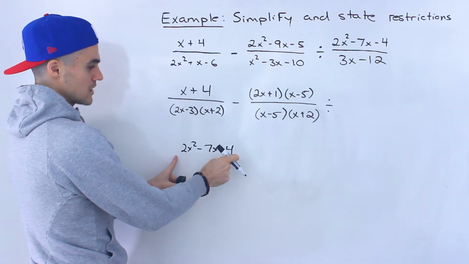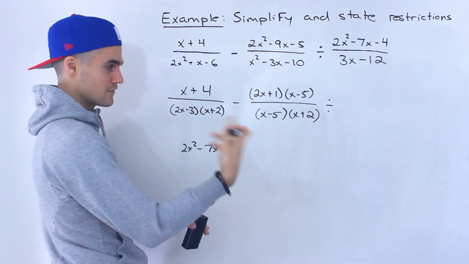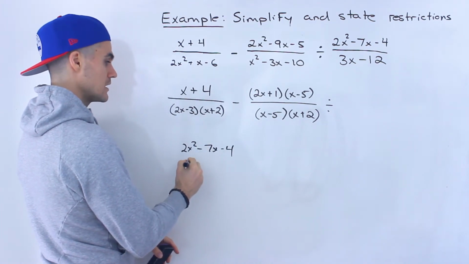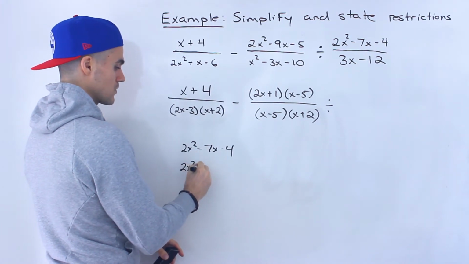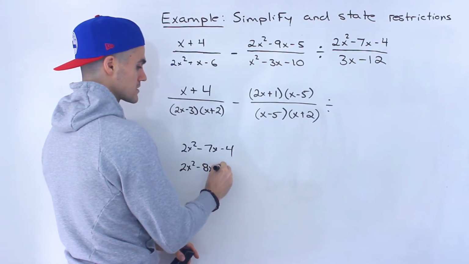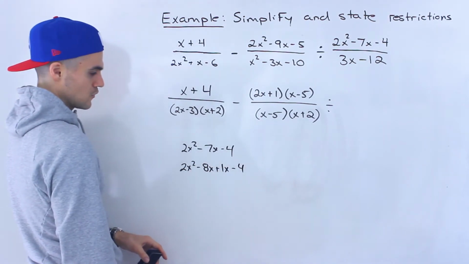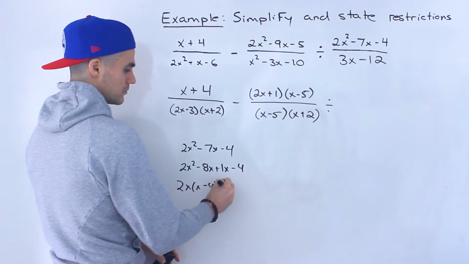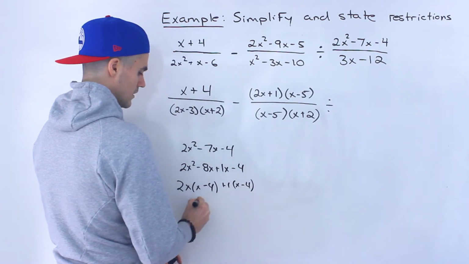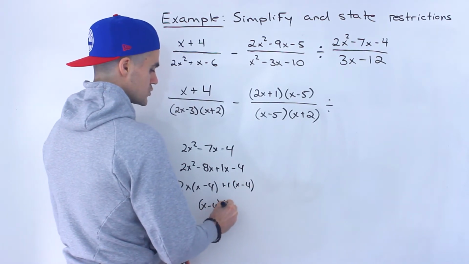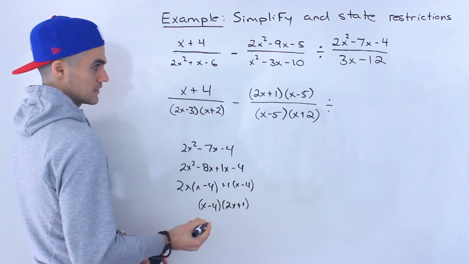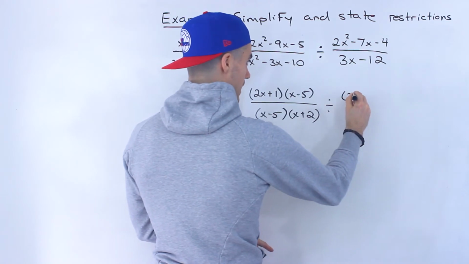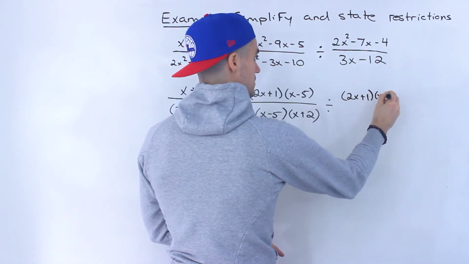So to factor this, 2 times negative 4 gives us negative 8. What two numbers multiply to negative 8 and add up to negative 7? It's going to be negative 8 and positive 1. So we'll have 2x squared minus 8x plus 1x minus 4. We can take out a 2x. We can take out a plus 1. So we'll have x minus 4 times 2x plus 1, like that. So this numerator is going to be this, 2x plus 1 times x minus 4.